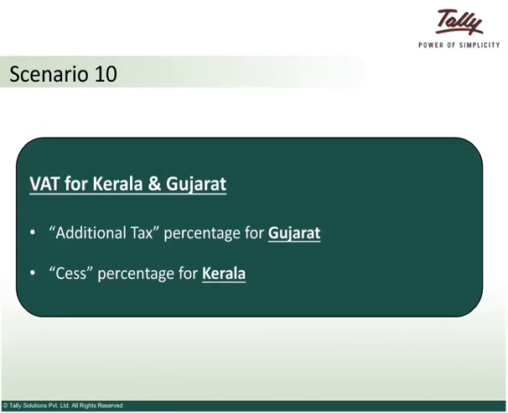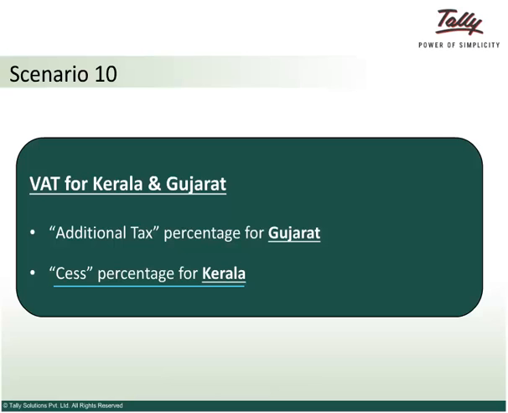Speaking of the VAT laws in some other states, for Gujarat and UP, in addition to the VAT percentage, additional taxes are charged on item assessable value, similar to how VAT is charged. When the state is selected as Gujarat or UP in the company creation screen, additional tax will be enabled, and the same can be defined either at the company level or at the ledger level as per business requirement.